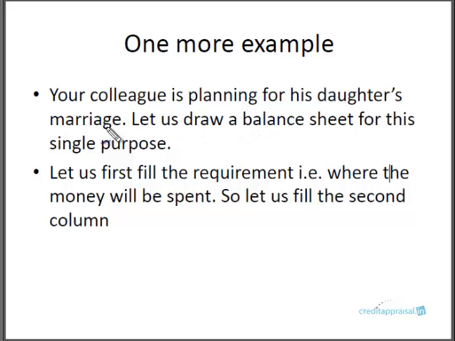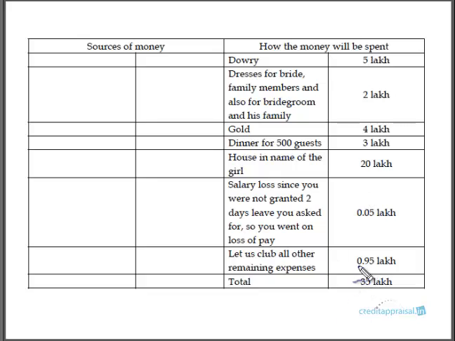So your colleague is planning for his daughter's marriage. Now let's draw a balance sheet for this single purpose. Only for this purpose, let us try to draw a balance sheet. So first of all, we fill the requirement, because this is where you start, right? You actually should know what is the exact requirement, and then we'll arrange the funds accordingly. So let us fill the second column, that is the uses, right? How much money you actually require. So you require a total of 30 lakhs. This is what your colleague has planned.